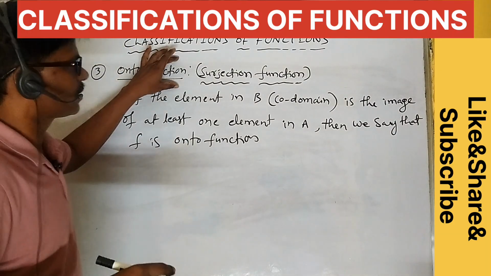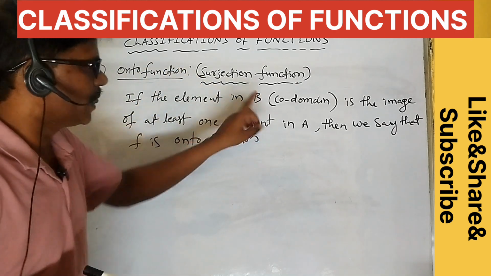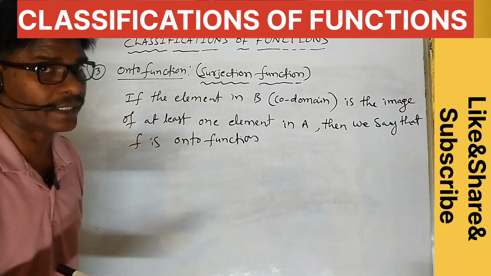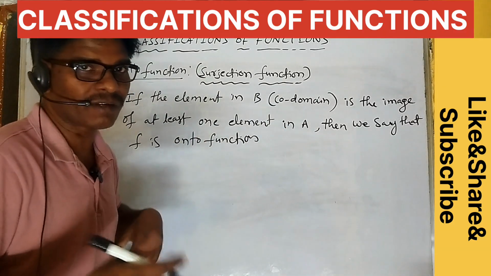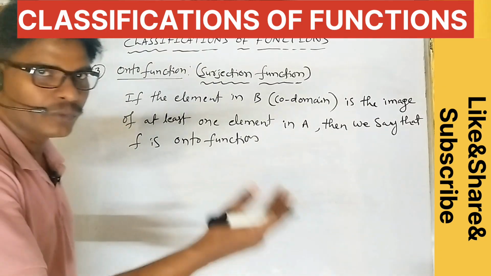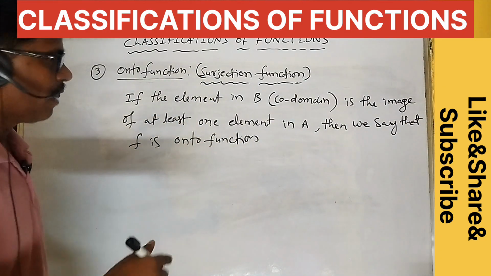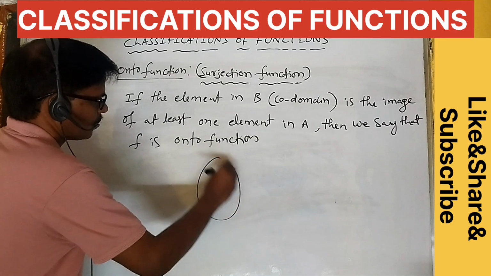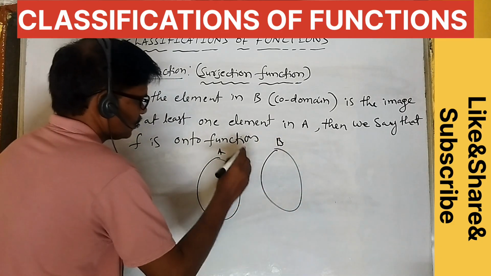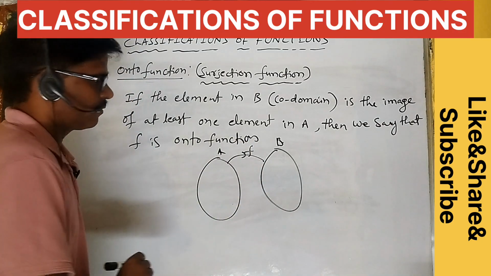Next is the onto function or surjection function. If every element in B, the codomain, is the image of at least one element of A. At least one element means one or more than one element mapping from B to A. Then we say that F is called an onto function. Okay, this is the A set. This is the B set. This is the mapping, F maps A to B. This is the F function.